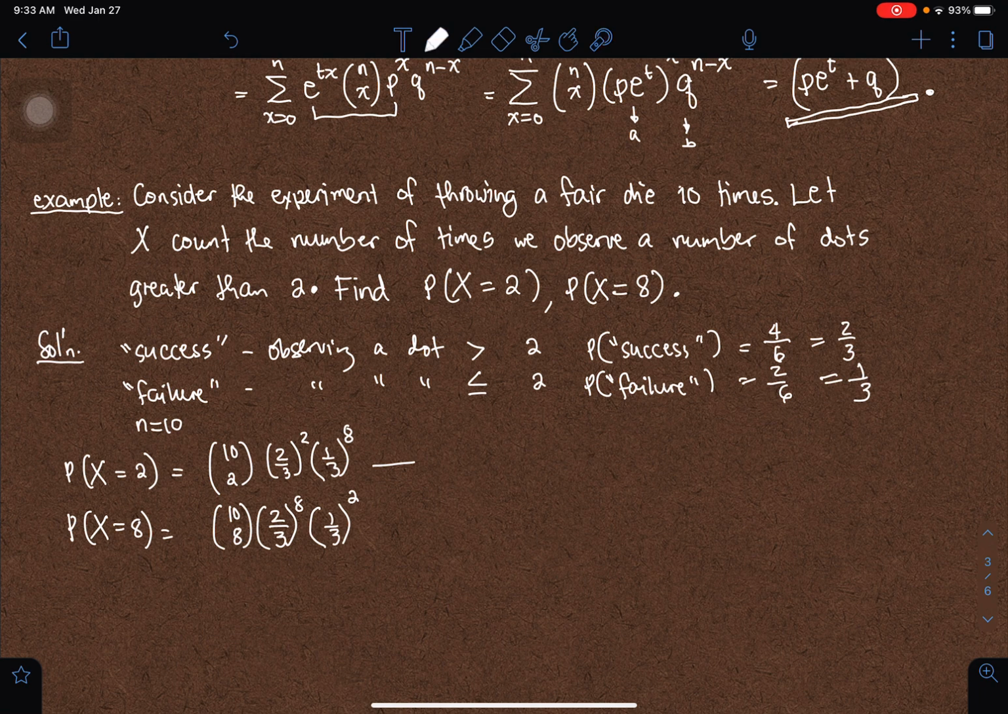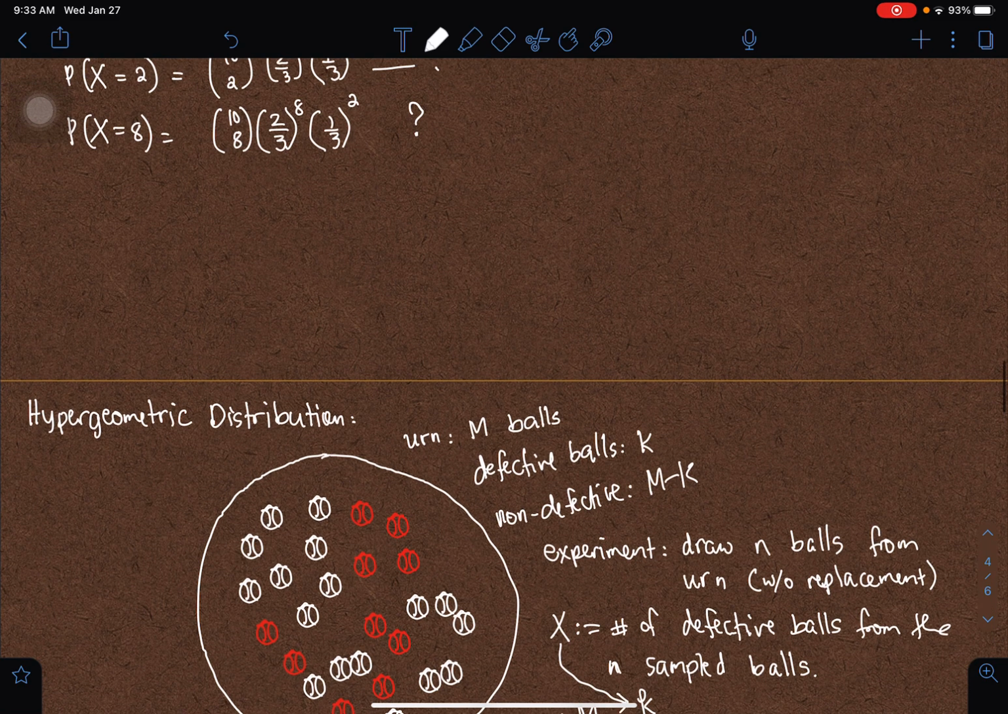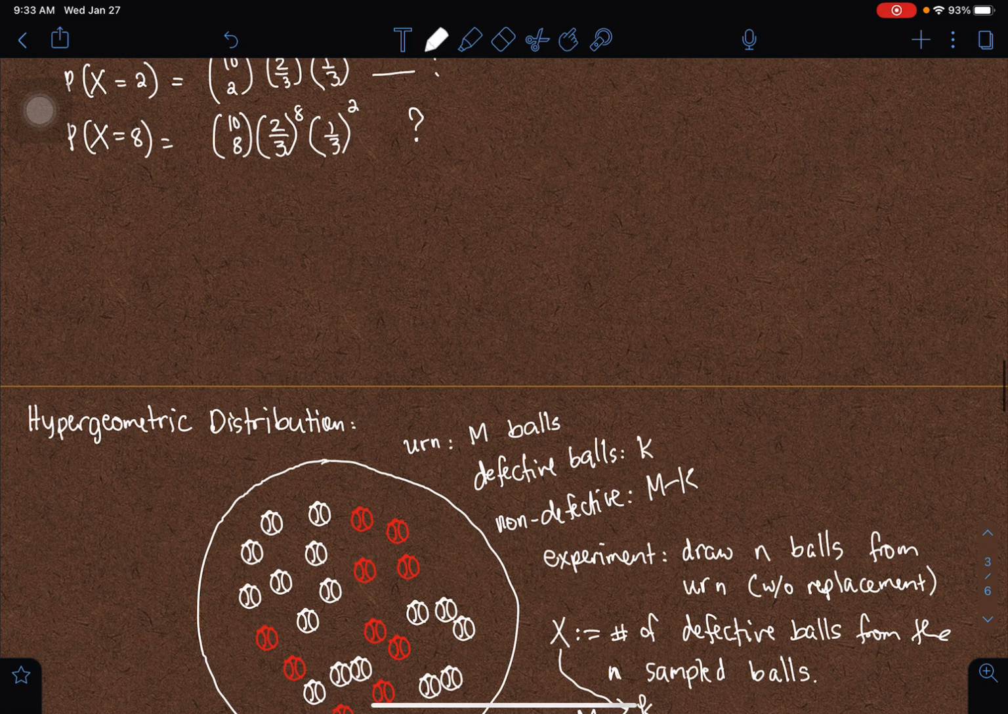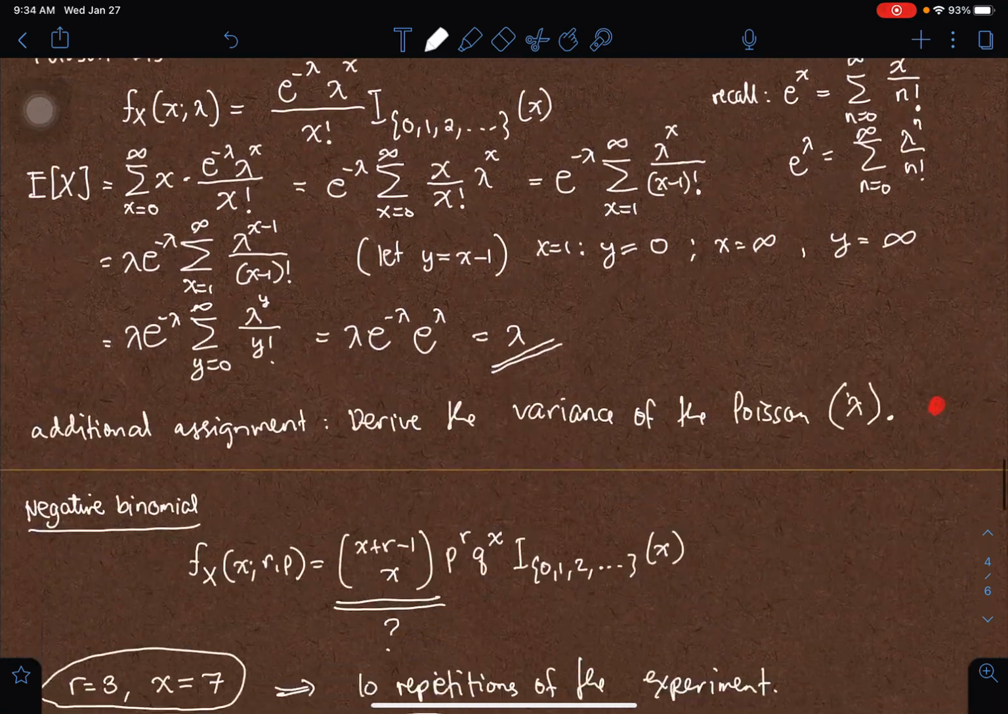Okay, so you can just compute this value using your calculator or any computer software, while the probability that x is equal to 8 is equal to 10 taken 8 times 2/3 to the power 8 times 1/3 to the power 2. Again, I leave to you to compute the values of these two expressions, two numbers rather. Okay, so that's it for the binomial distribution. Now let's skip first the hypergeometric distribution and the Poisson.